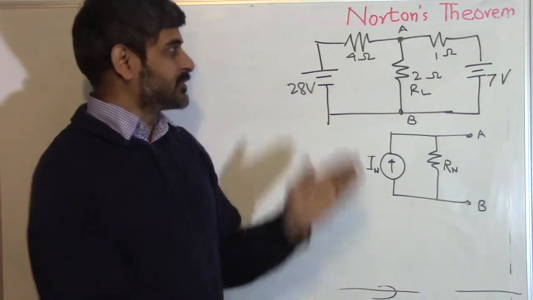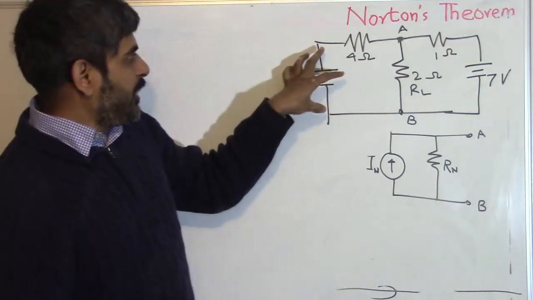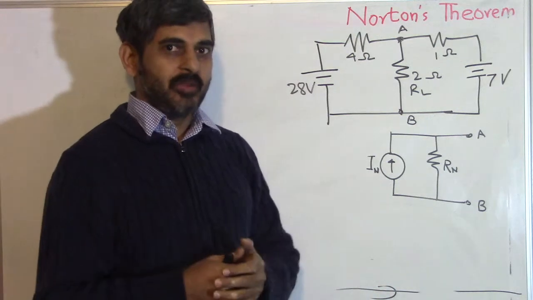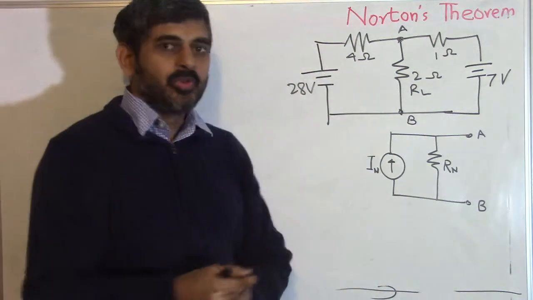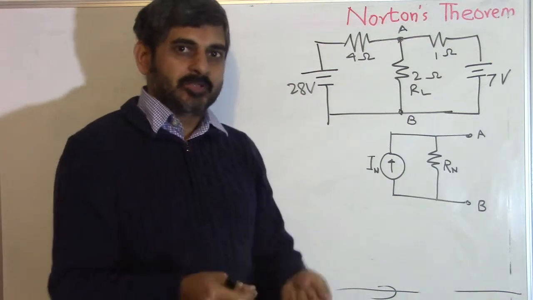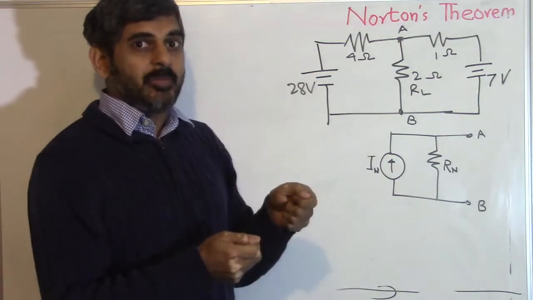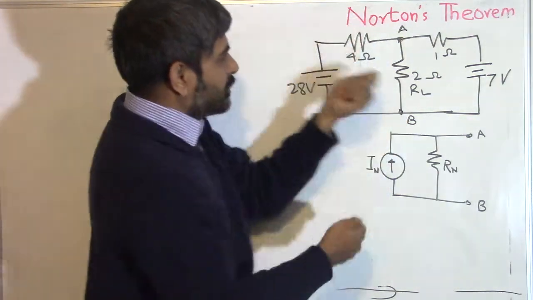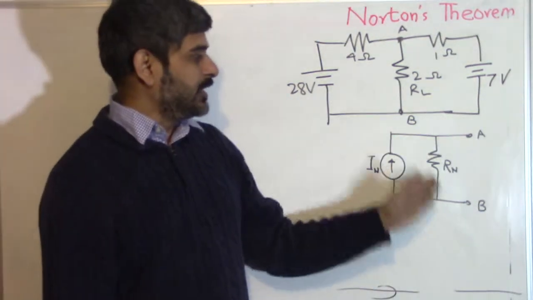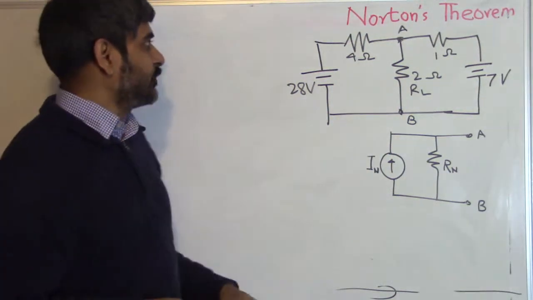Practically, if you have a circuit like this on your circuit board, you could remove the voltage sources and short them. For example, if you have a power supply, just turn off the power supply and short these 2 terminals. Then use a multimeter to measure the resistance between these 2 points. That is what RN practically is. So let's calculate RN in this circuit.